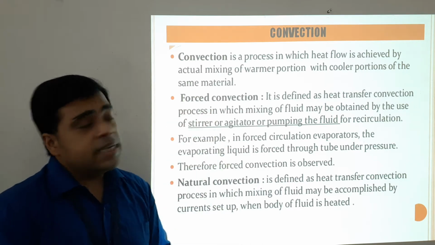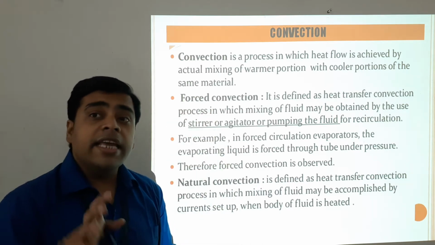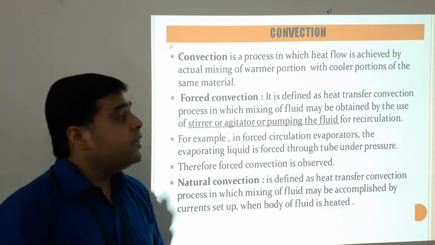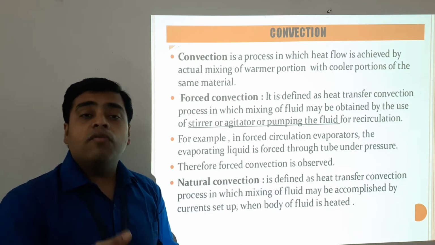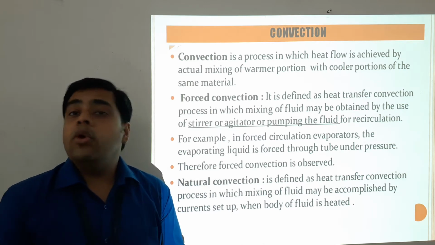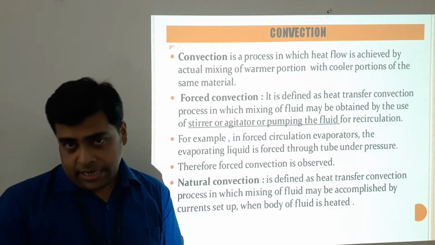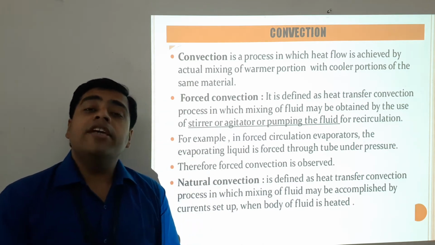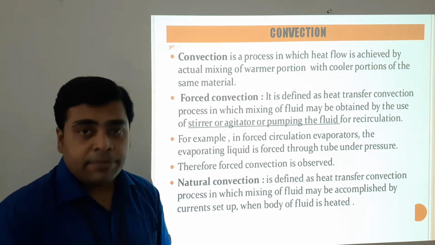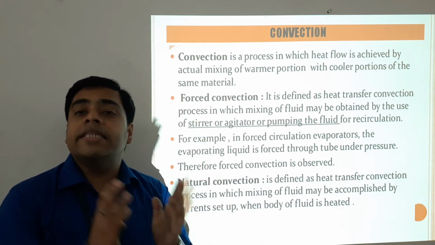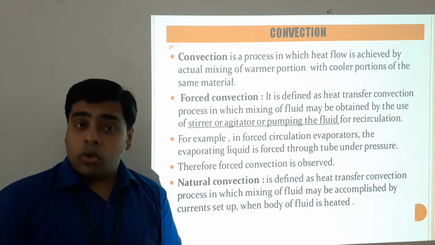Now the convection process can be defined as the process in which heat flow is achieved by the actual mixing of the warmer portion with the cooler portions of the same material. And basically convection can be classified into two basic types, that is forced convection as well as natural convection. Let us see what those are.